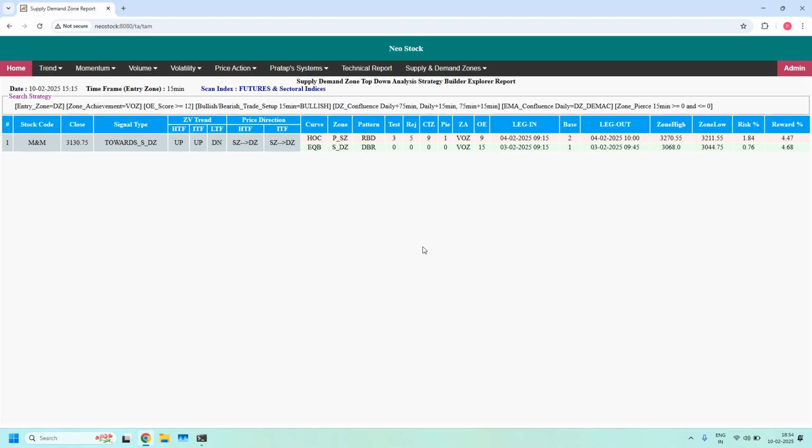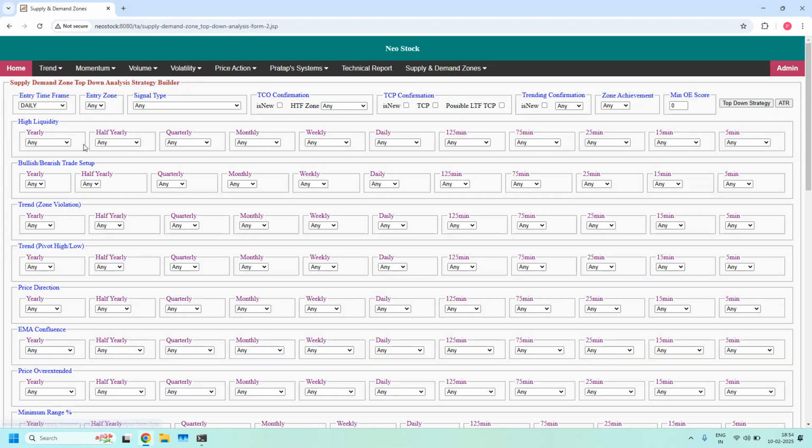So this is about the bullish trade setup for daily income trade. Next, bearish trade setup for daily income trade. Entry time frame is 15 minutes. Entry zone is supply zone. In bullish or bearish trade setup, at 15 minutes entry time frame, I am selecting bearish.